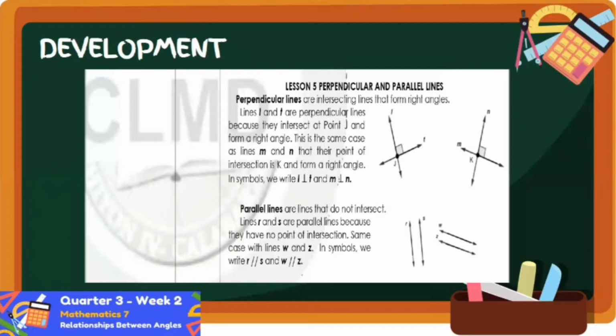Lesson 5. Perpendicular and parallel lines. Perpendicular lines are intersecting lines that form right angles. Line L and P are perpendicular lines because they intersect at point J and form a right angle. This is the same case as line M and N, that their point of intersection is K and form a right angle. In symbols, we write L is perpendicular to P and M is perpendicular to N.